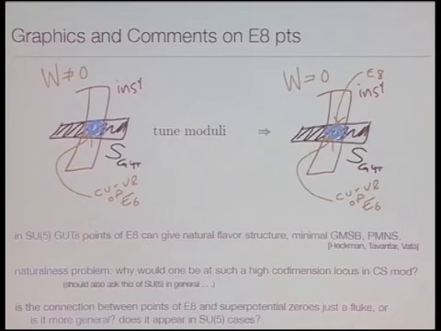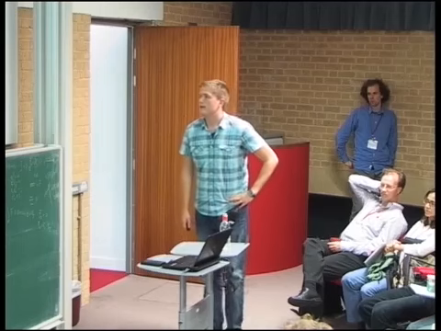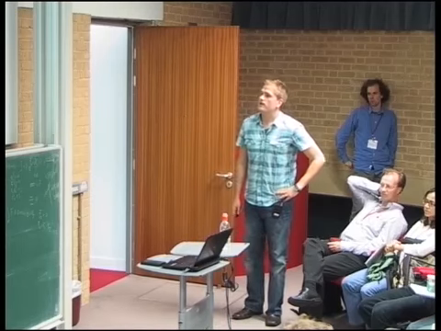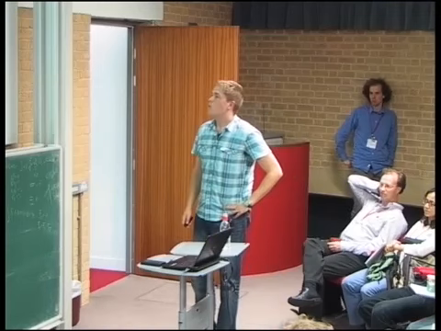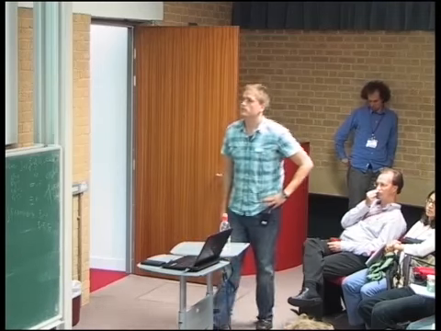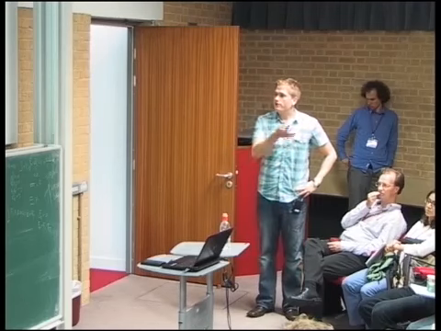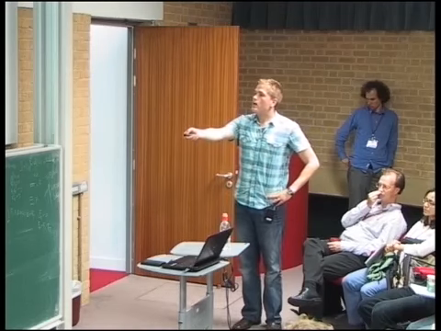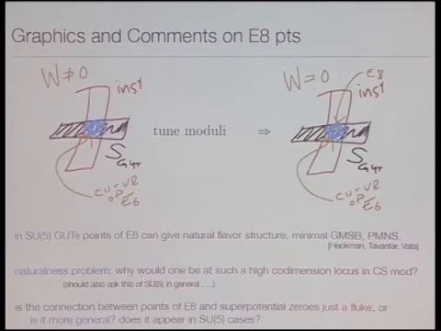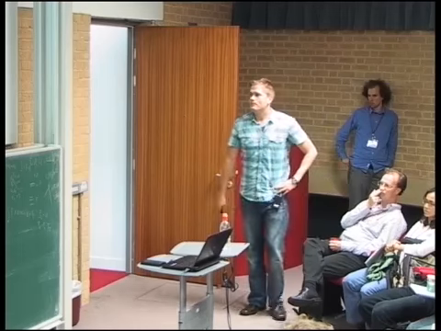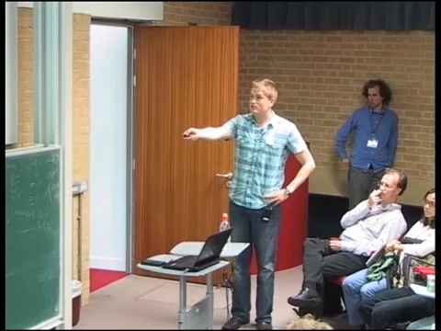So we were told during Kumran's talk that points of E8 give a natural flavor structure, can give rise to minimal gauge mediation, and can give rise to an interesting PMNS matrix. So one of the things that, when that paper came out, some friends and I were talking about, and one thing he mentioned in his talk, is why would we be at such a high codimension locus in the complex structure moduli space? So this is not in any way a criticism of that, because you could ask this about any SU5 gut in general.